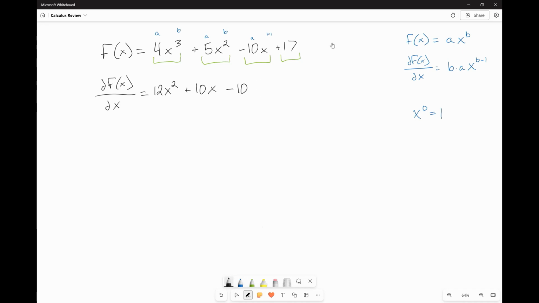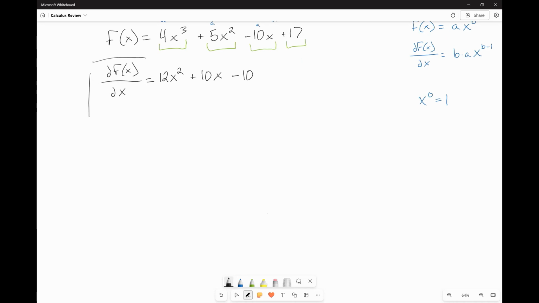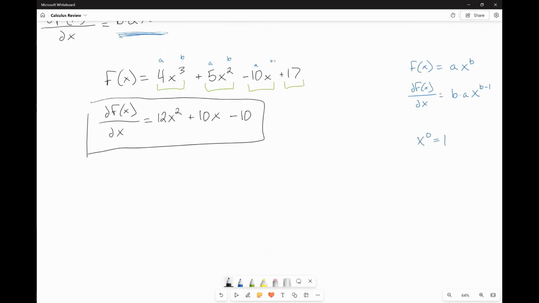And then we get to the 17. Okay, look, there's no x. So the derivative of 17 with respect to x is just 0. So then it's done. We don't even write that. The derivative of this is just 0. So there we go. Here is our derivative of that function.